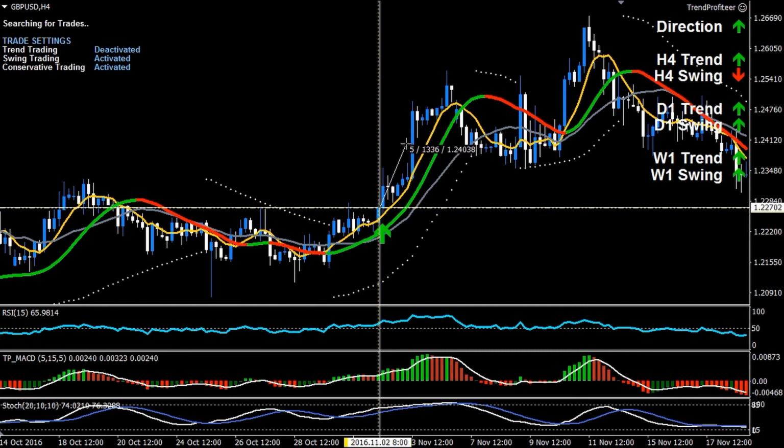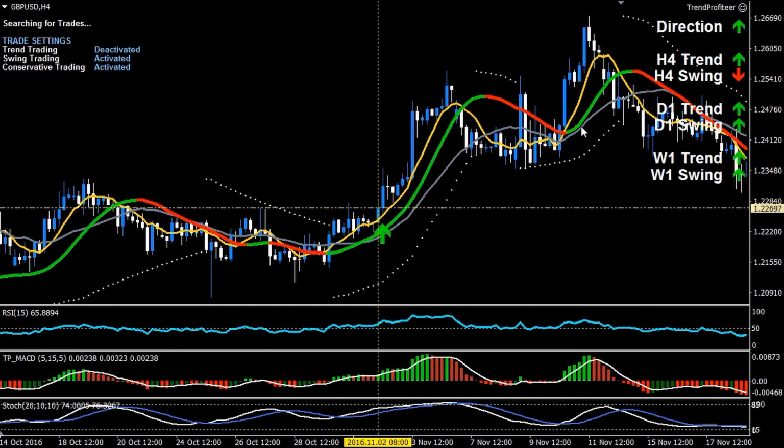Then 140 pips here. That would give us a 2-to-1 reward to risk ratio. 210 pips just here, giving us a 3-to-1 reward to risk ratio. It goes up to about 280 pips, so that would actually make us just above 280 pips. So that gives us a 4-to-1 reward to risk ratio. So for the 70 pips we risked, we generated as much as 280 pips.